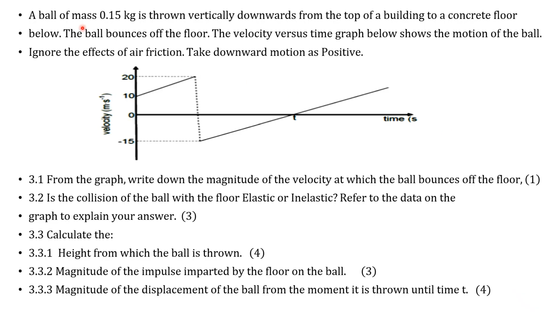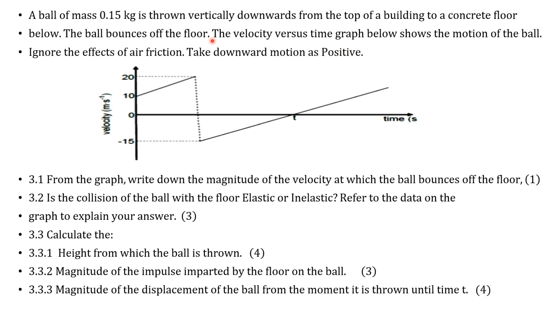So, a ball of mass, very important, 0.15 kg, is thrown vertically downwards from the top of a building to a concrete floor below. The ball bounces off the floor. The velocity versus time graph below shows the motion of the ball. Ignore the effects of air friction. Take downward motion as positive. So very important, they've specified take down as positive.